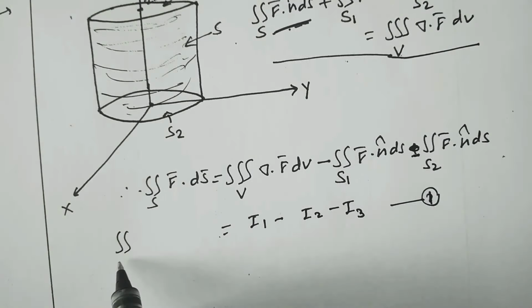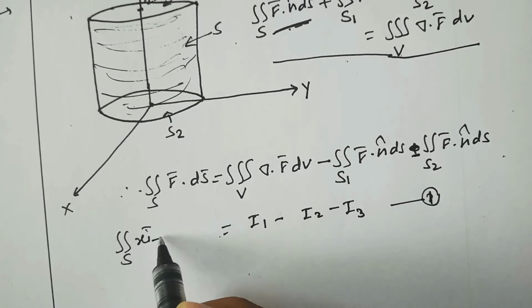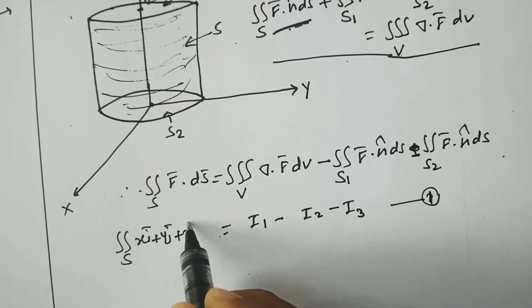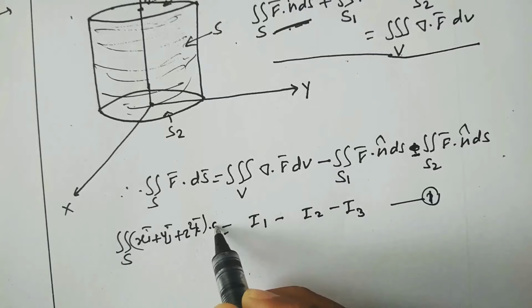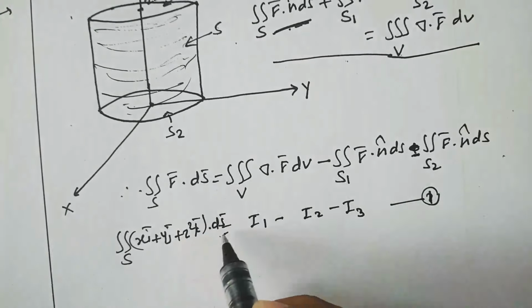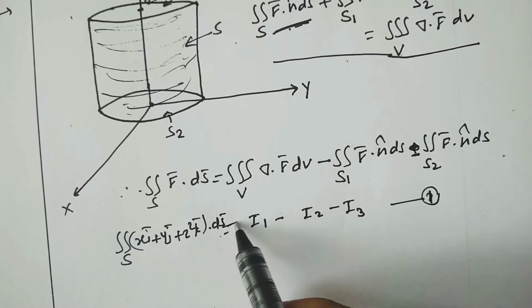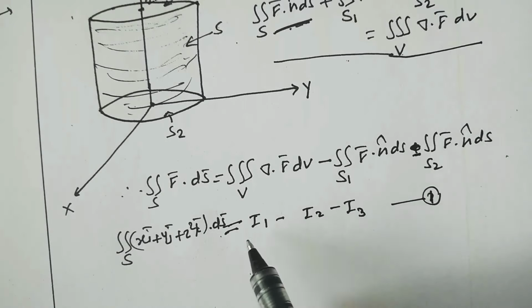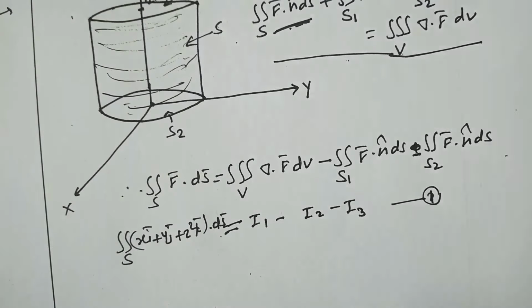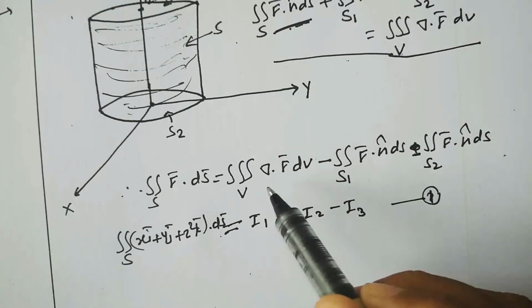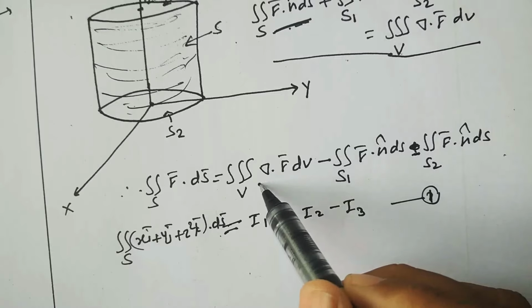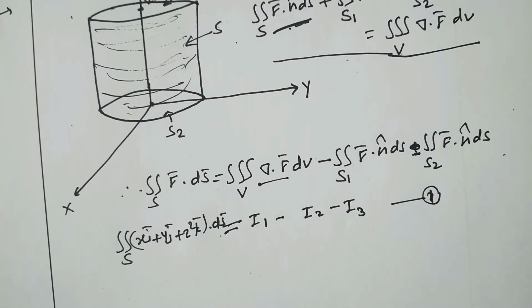The left hand side is double integration over S of (x i bar plus y j bar plus z square k bar) dot dS bar. This is the value of f bar dot dS bar. Now to find this value, we need to find the values of I1, I2 and I3. So one by one we calculate these. For calculating I1, first we need to calculate del dot f bar.